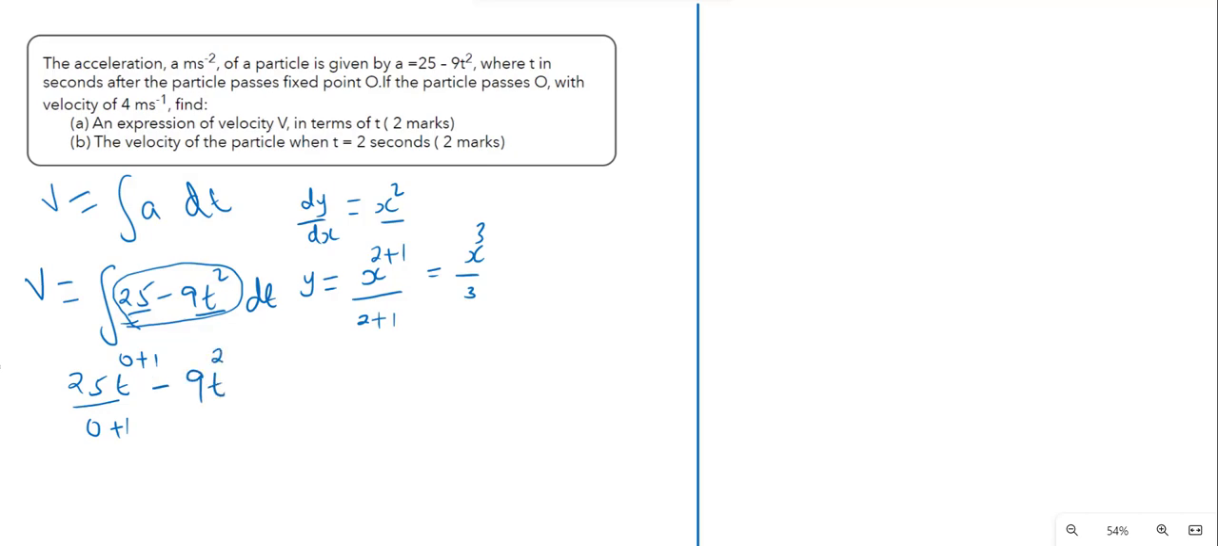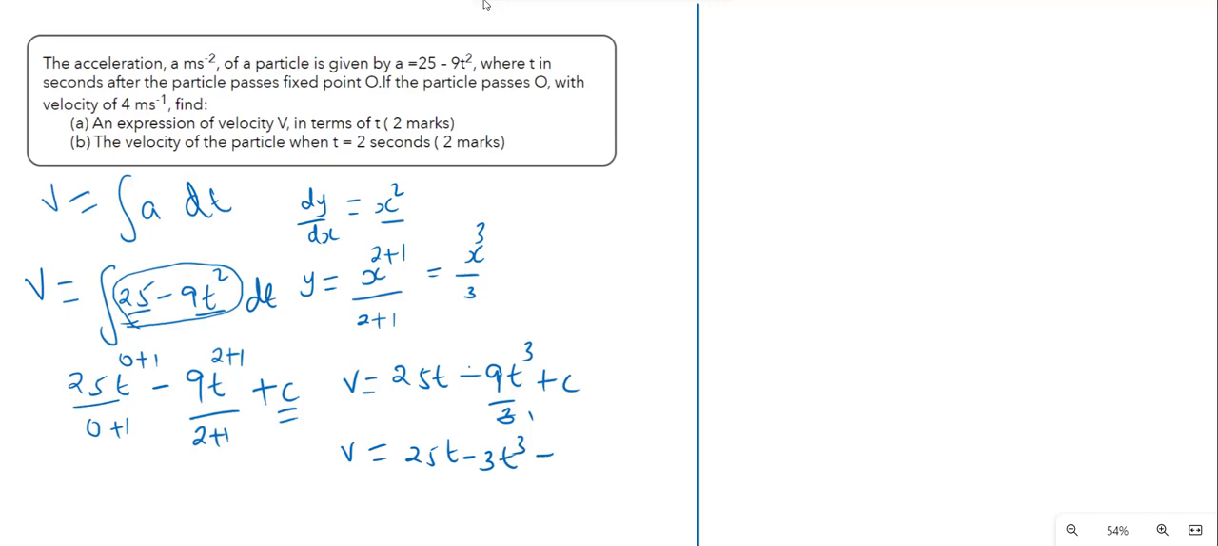The power is 2 now, we add 1, the overall power, which is 2 plus 1, and then we add constant c. Whenever we integrate an expression, we always add this constant c. Now the new expression will be v equals 25t minus 9t cubed divided by 3, then plus c. Simplifying this, we get v as 25t minus 3t cubed plus c.